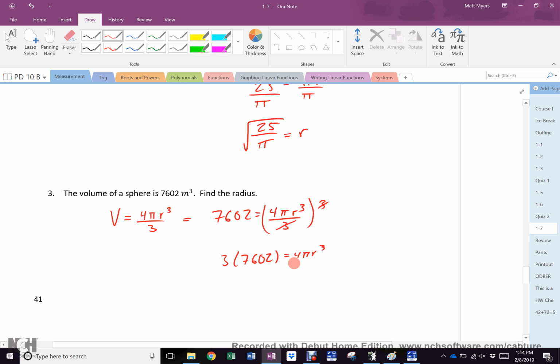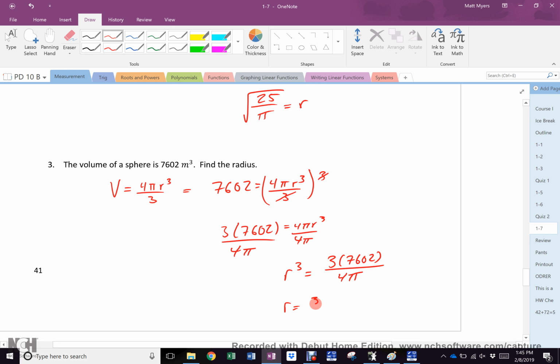How do I get rid of 4 pi? Divide by 4 pi. R cubed equals 3 times 7,602 over 4 pi. I get rid of a square by square rooting. How do I get rid of a cube? Cube rooting. R equals the cube root of 3 times 7,602 over 4 pi. If you get to there, am I happy? Yes. We will learn soon, if you do not know, how to punch cube roots into your calculator.